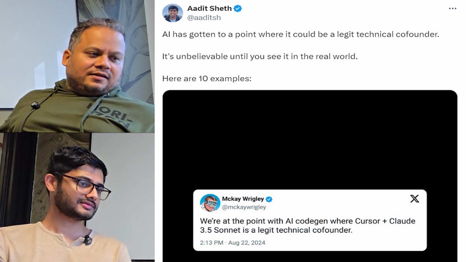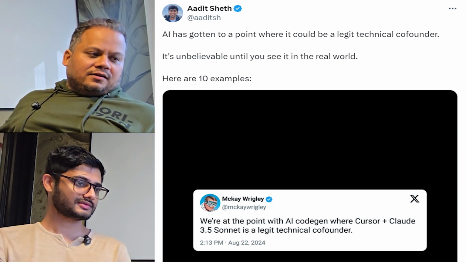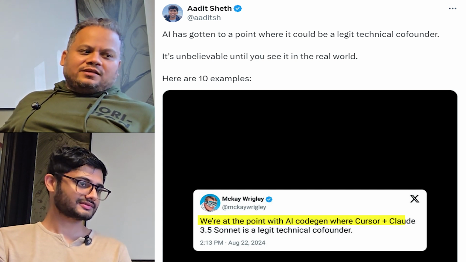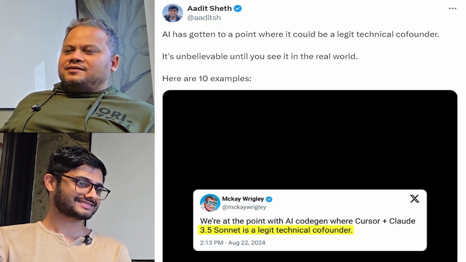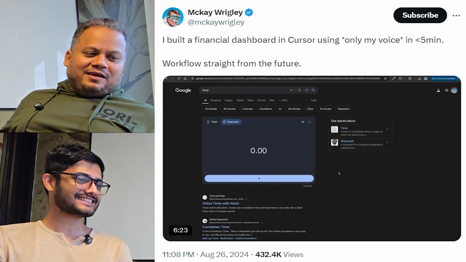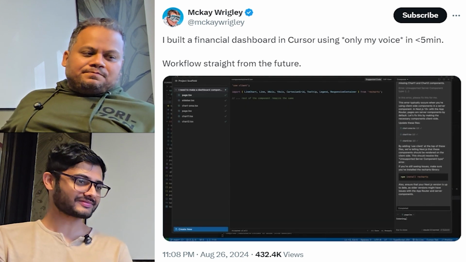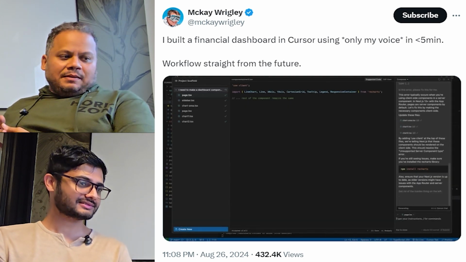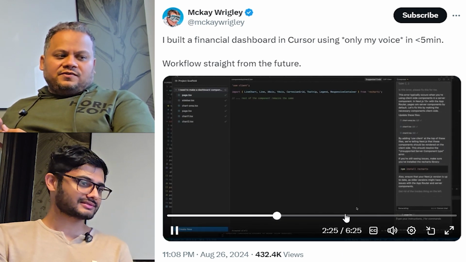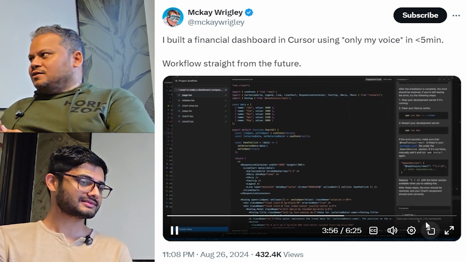So, Adit Seth did a comment on Twitter where he was, I think, quoting McCabe Wrigley. We are at the point with AI code gen where Cursor plus Claude 3.5 Sonnet is a legit technical co-founder. Right? So now they're saying you can have a CTO, right? And then the example he gave was, this is the best way to build UI with AI. Use Cursor plus VO. I don't know what VO is.